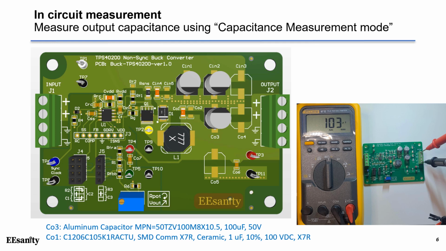The red lead is connected to the output positive. The black lead is connected to ground. In this case, the measured capacitance is 103 microfarad. Again, the measured value is a little bit different from the nominal value of 101 microfarad. It may be caused by the circuits attached to the capacitors or the measurement accuracy of the digital multimeter.